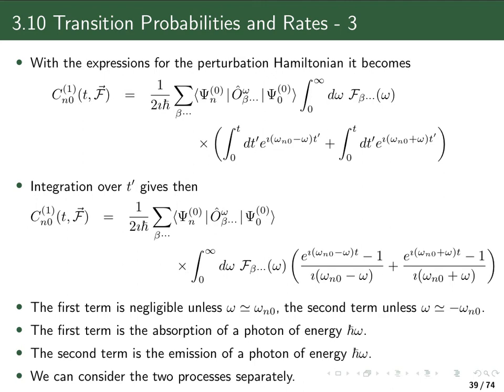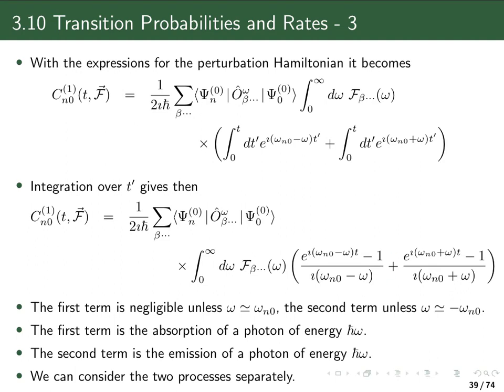Now in the first term, the frequency of the radiation has to be equal to the energy difference. And that means that the first term actually corresponds to absorption of a photon of this energy, whereas in the second term, the frequency of the radiation has to be equal to minus the transition frequency. So the second term actually corresponds to emission of a photon. And since in a system we can't have both at the same time, we can consider the two processes, and therefore the two terms, separately. And in the following, we will only look at the absorption then.